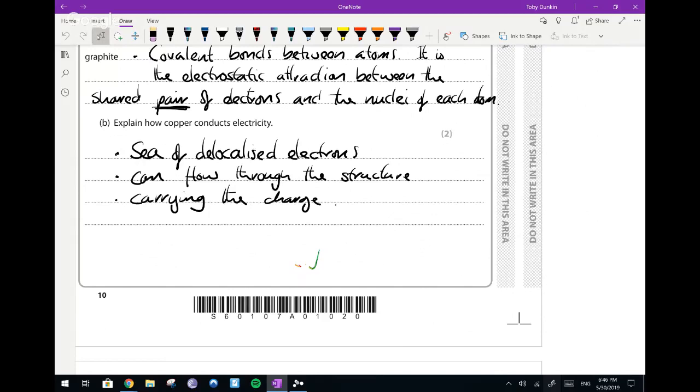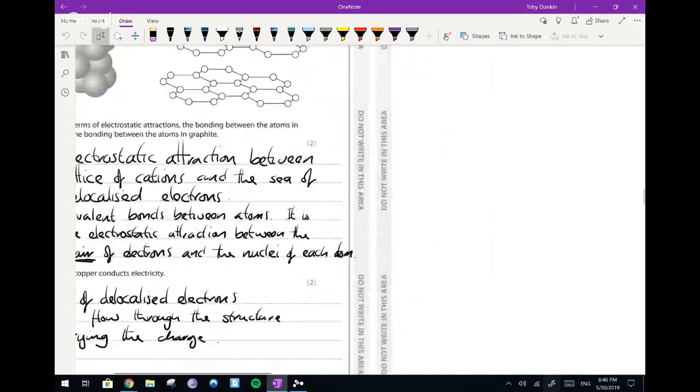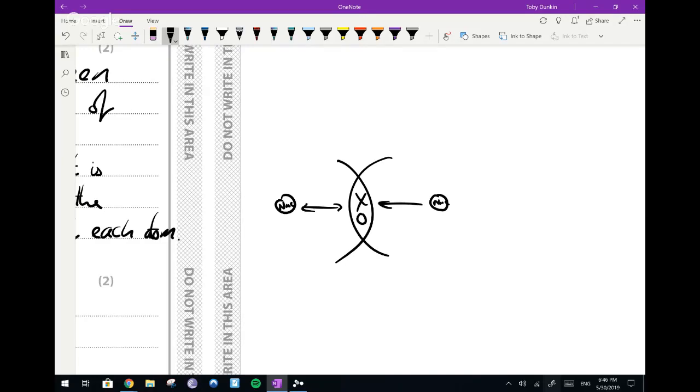By the way, you need to be careful because you can't just say between nuclei. You have to say that between the nuclei of the 2 atoms and the shared pair. Lucas, for the covalent, I'd often draw this: nuclei of the 2 atoms, and it's the electrostatic attraction between the 2 nuclei and the shared pair of electrons. That picture will get you pretty much all the marks, as long as you label it.